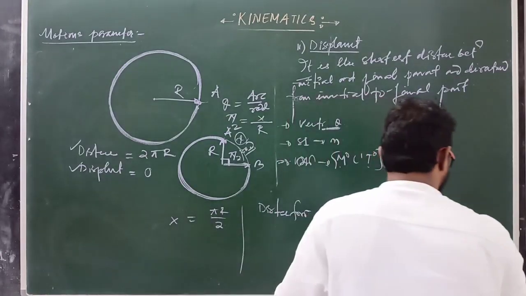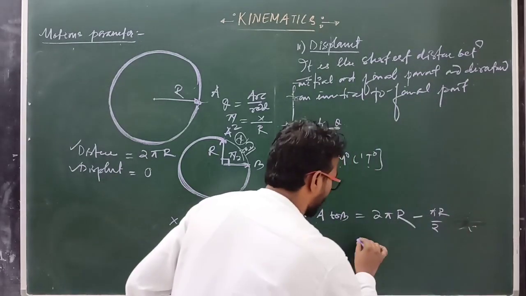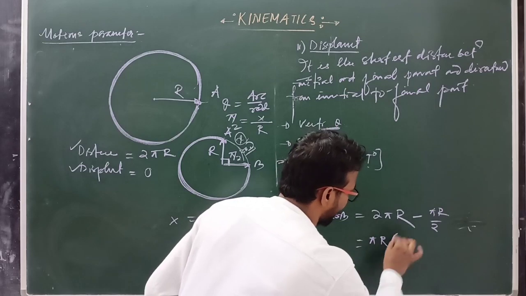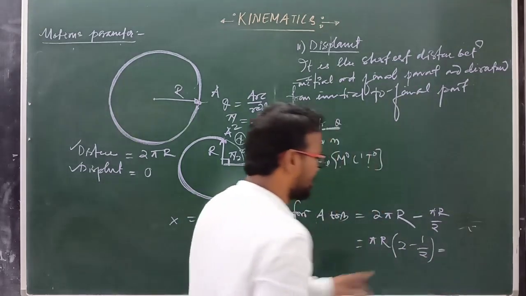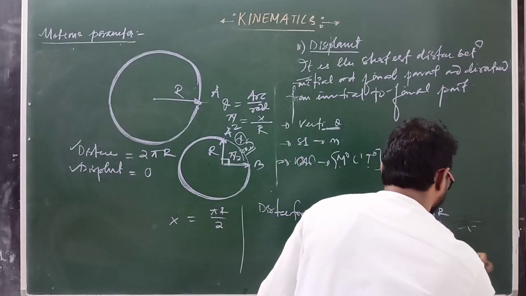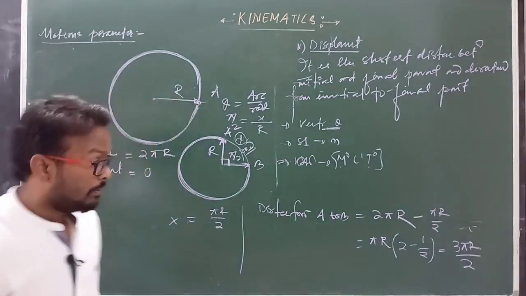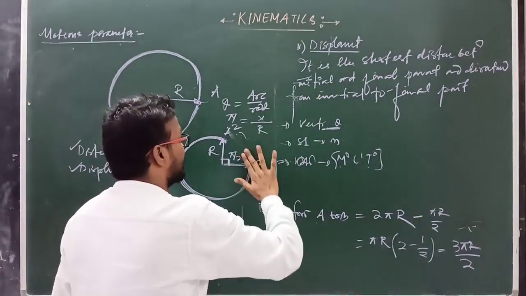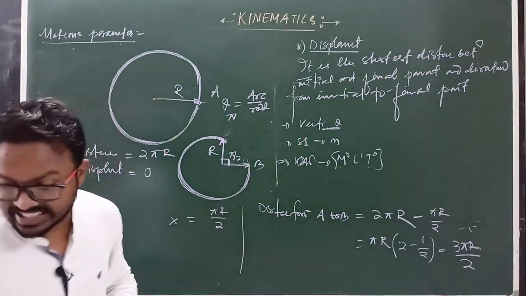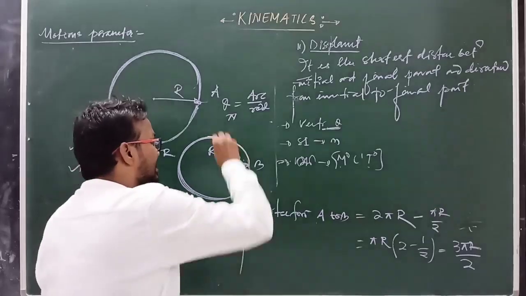So if you solve this relation, or if you take pi r common, then 2 minus 1 by 2 is equal to 3 by 2. So 3 pi r by 2. This is known as the distance. But what is displacement here? So in this case, displacement means it is the shortest distance between the initial and final point. This is the circle. But what is the shortest distance?